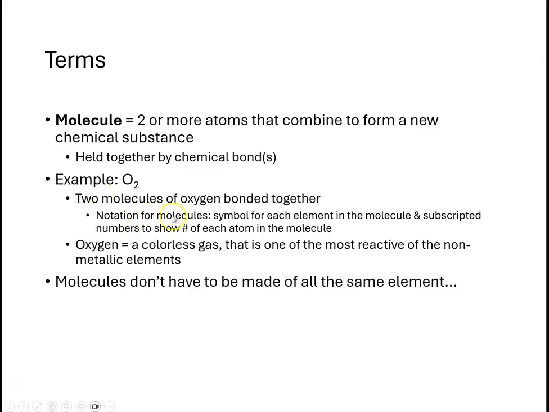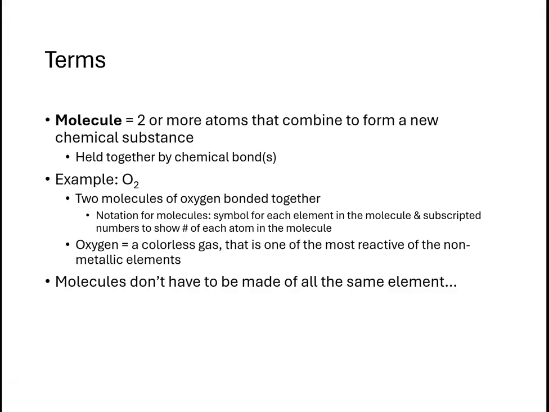Just so you're kind of aware, for molecules, the symbol for each element, so their letter symbol, and in subscript, so this little kind of drop down number, is how many atoms of that element are in the molecule. So this is oxygen. It's a colorless gas. It is one of the most reactive of non-metallic elements. This is not really something you need to know. Oxygen gas is important for us in small quantities, not as much as you'd think that we'd need.